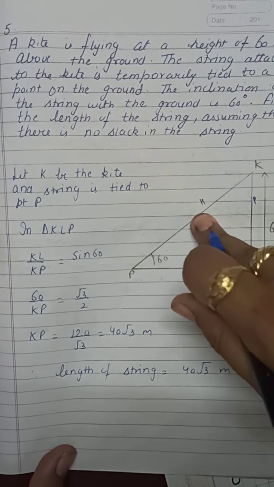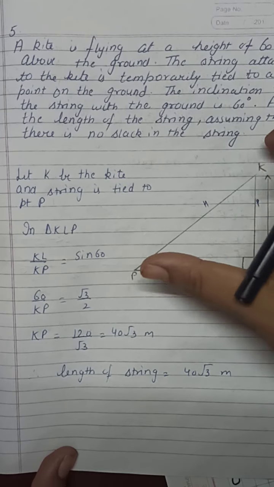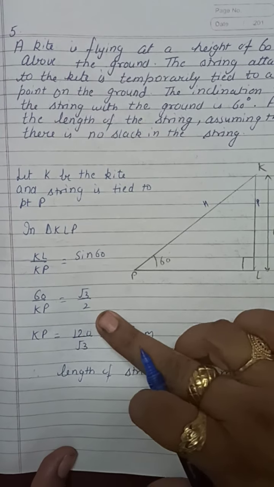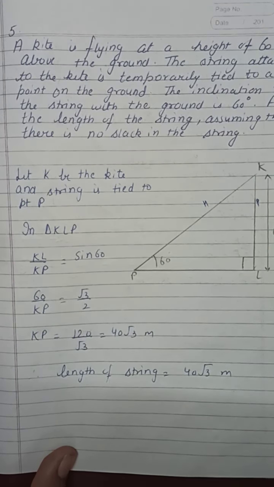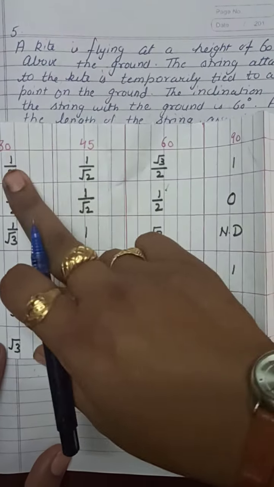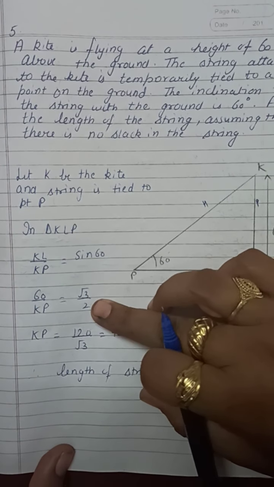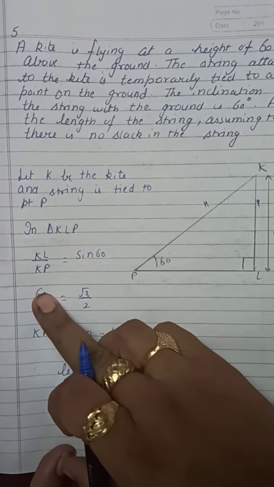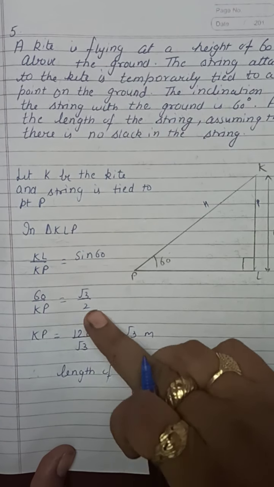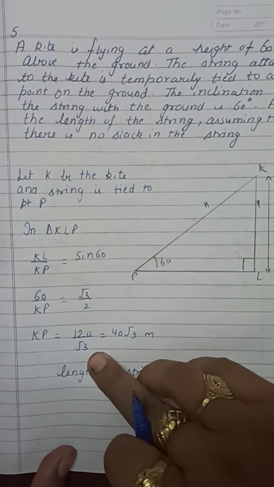Again P upon H is sine. So this P, 60 upon KP equals sine 60 degree. Now look at the table again. Sine 60 is root 3 by 2. Substitute the value here, root 3 by 2. Now do the cross multiplication. 60 multiplied by 2 is 120, and KP comes here, root 3 goes in the denominator, 120 by root 3.